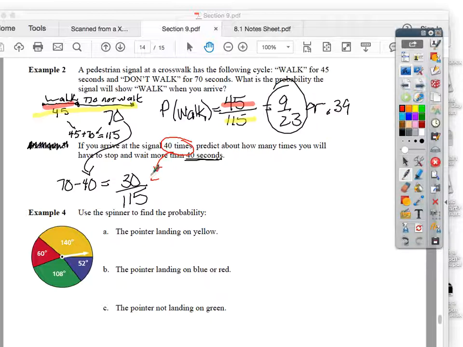You're repeating that 40 times. So we're literally just going to take that and multiply it by 40. So when you do that, just get a decimal for that. This is a big number. That's going to be approximately 10.43. And the unit on that would be the number of times that would occur.